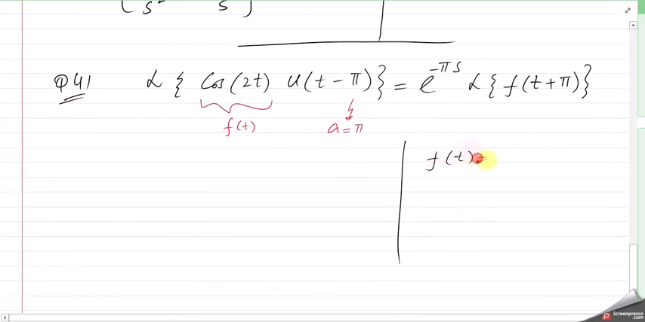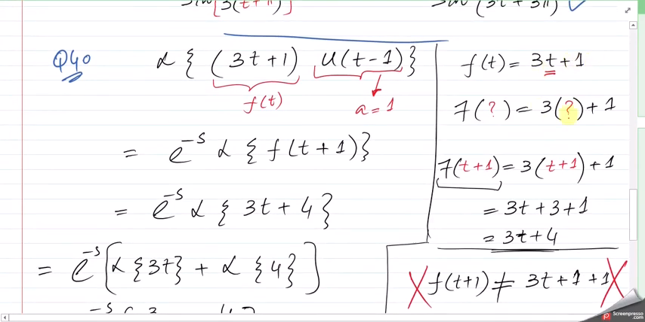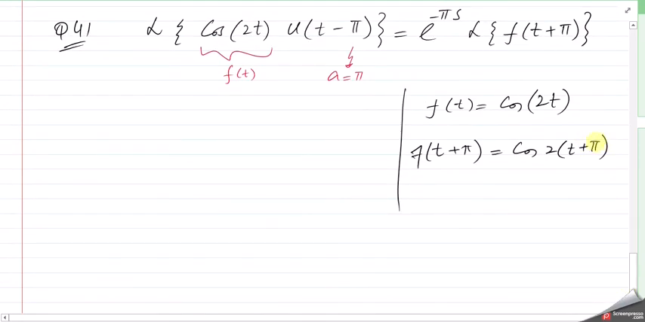Now we have to find f of t plus a. So f of t is cos 2t. Okay? So f of t plus pi would be cos of 2 times t plus pi. Remember the previous example, 3 multiplies with t plus 1 in the bracket. Similarly, 2 multiplies with t plus pi in the bracket. So this becomes cos of 2t plus 2 pi.